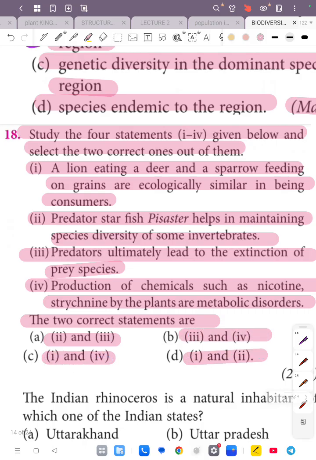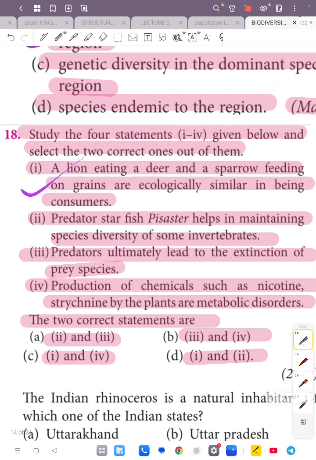What do you think? So, see, a lion eating a deer and a sparrow feeding on grains, okay? They're both examples of predation. They're ecologically similar in being consumers. A lion eating a deer is a consumer, a sparrow feeding on grains is also a consumer.